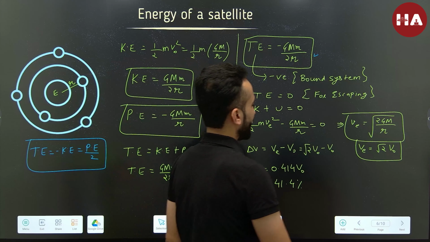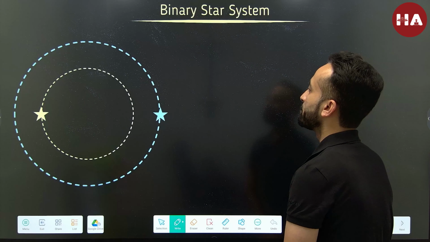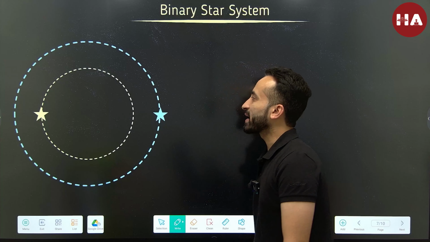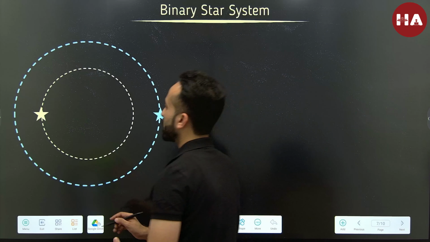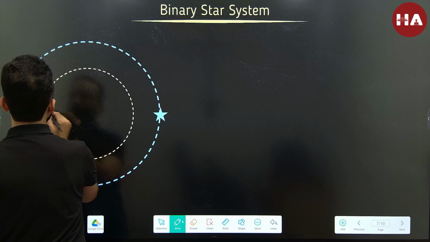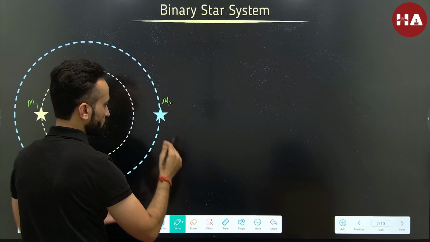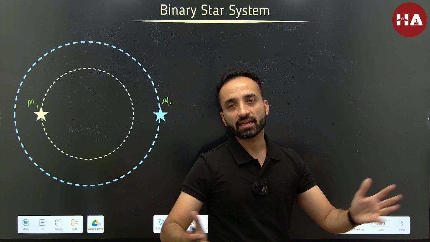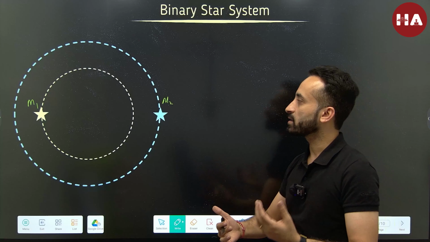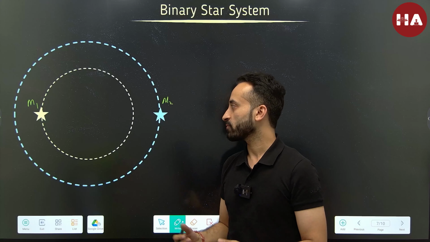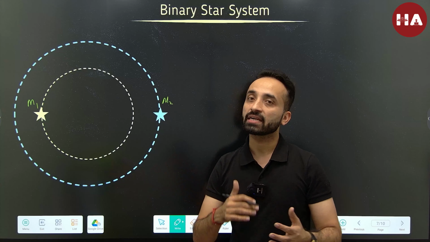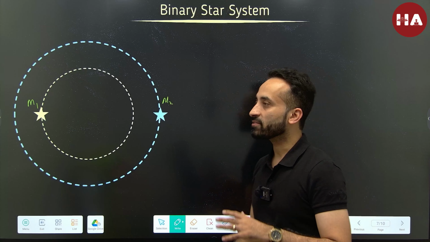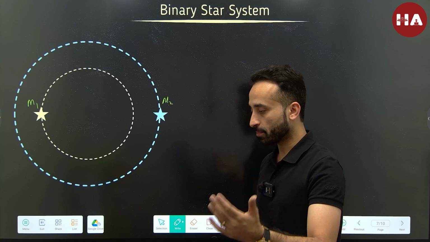Okay, next thing is a binary star system. So I wanted to give you a brief on what a binary star system is. What happens if there are two stars relatively close, not that close, but close enough that they start impacting each other gravitationally? What will happen is, if they have a comparable mass, so think about it like that.